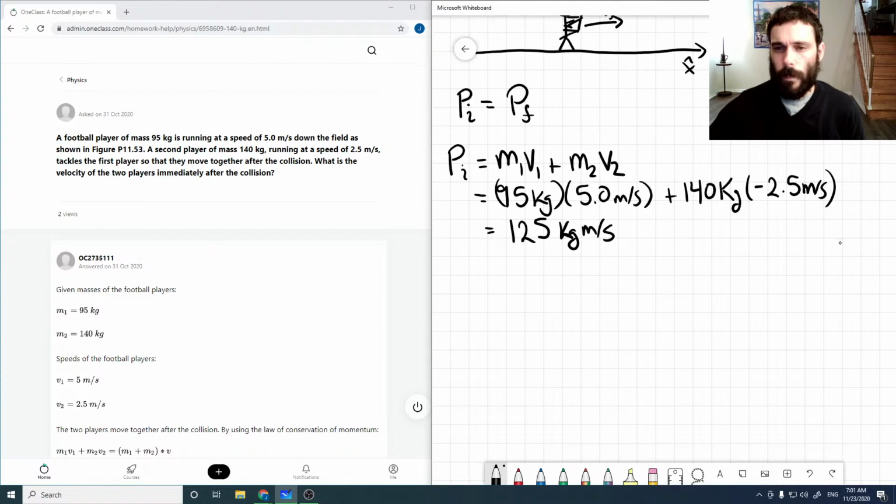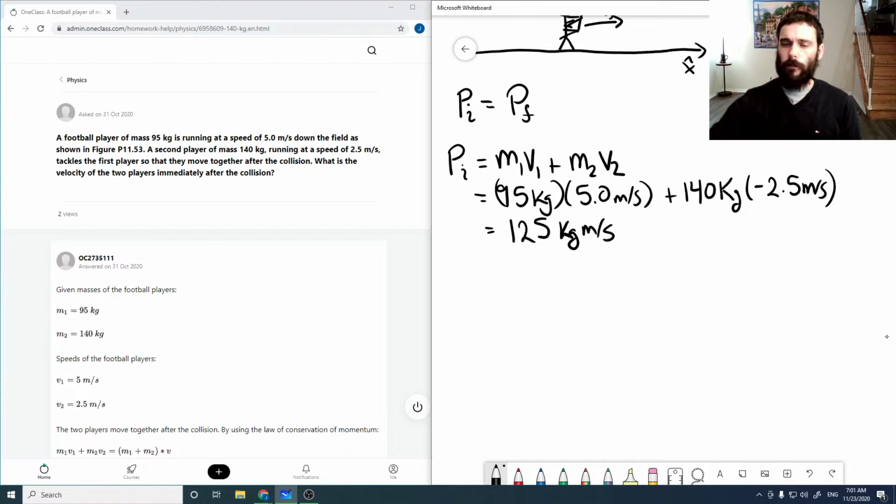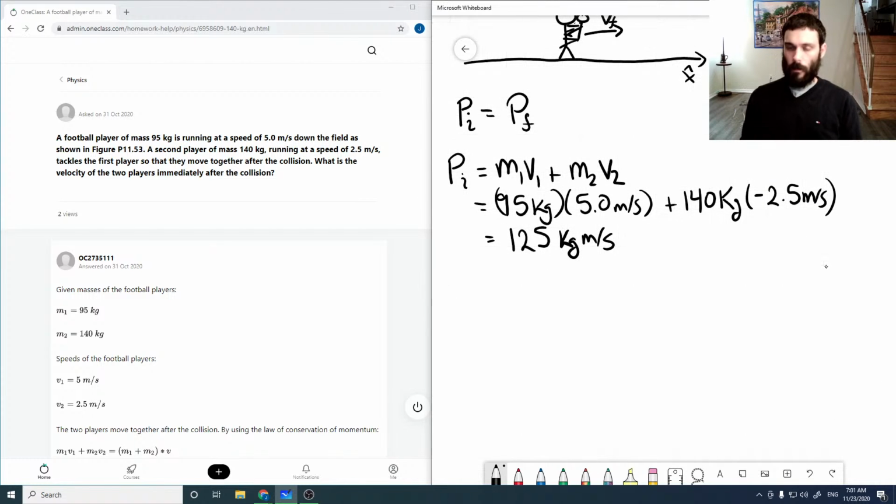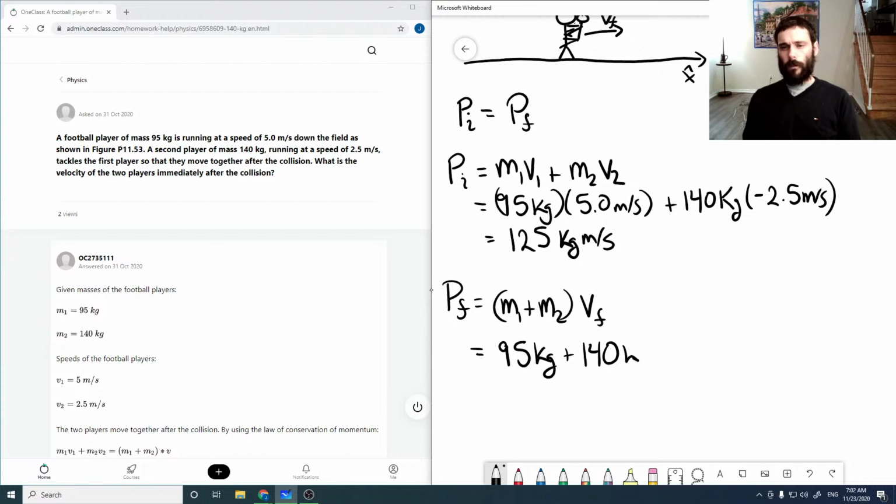All right. And then our final momentum is going to be m1 plus m2 times vf, where vf is the velocity, or the speed in this case, that we are solving for. I guess velocity we are solving for. And so that's just going to be 95 kilograms plus 140 kilograms times vf, which is equal to 235 kilograms vf.